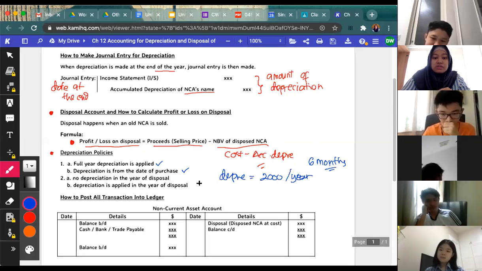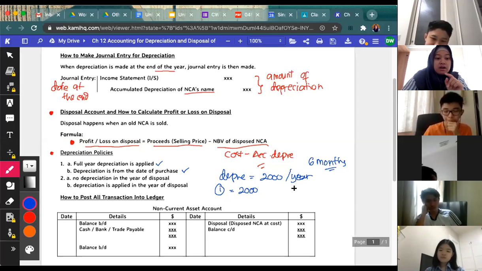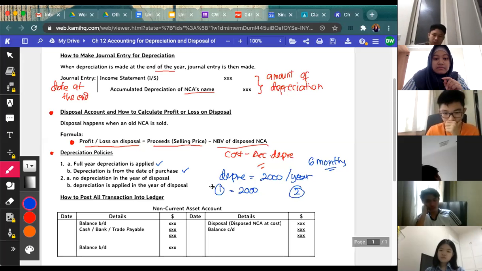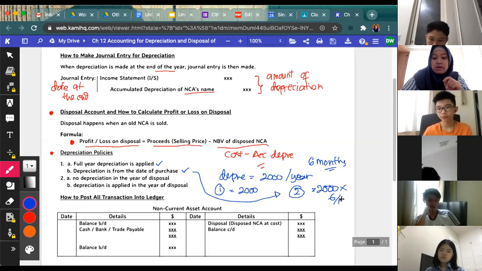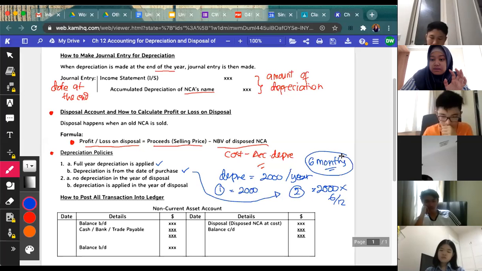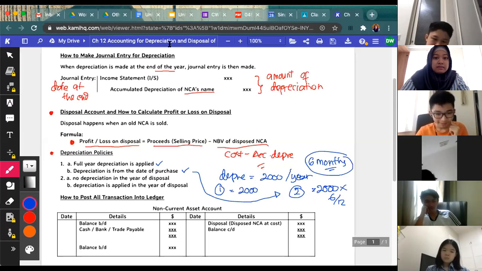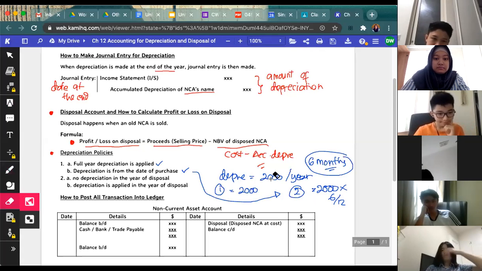If we are using number 1, depreciation is still 2,000 for one full year. But if we are using the second policy of this one, that means it's 2,000 times 6 over 12 because we only used 6 months. Do you get it? Who's still confused? Okay, I repeat.